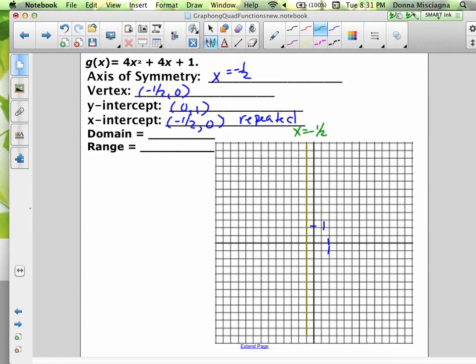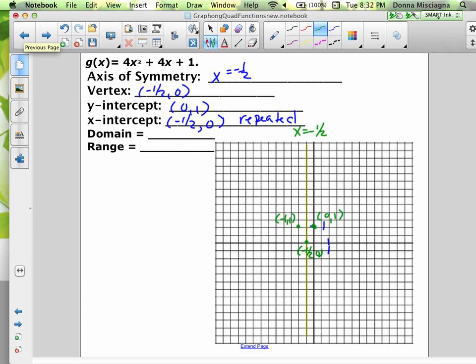Now, if we graph our points, all we've got is 0, 1, which is up here, and negative 1/2, 0. Not a whole lot of points. We can use symmetry. We know there has to be a point here, and that would be negative 1, 1. But maybe we want a little bit more than 3 points, so let's get one more point, and we're just going to plug in a 1.